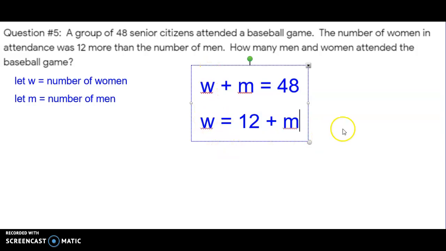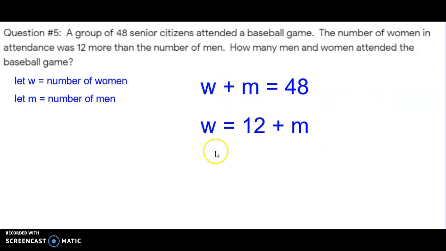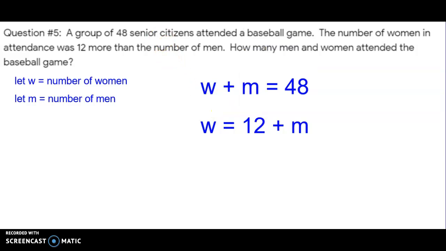Now, one of the things I want you to notice about this question, you do have the variable W that lines up. However, you do not have your M's lining up, you do not have your equal sign lining up, and you do not have your constant terms lining up. So, I want to remind you what we worked on a couple weeks ago. We had something called the substitution method. The substitution method is actually probably a better method to use with this. You don't have to use it.